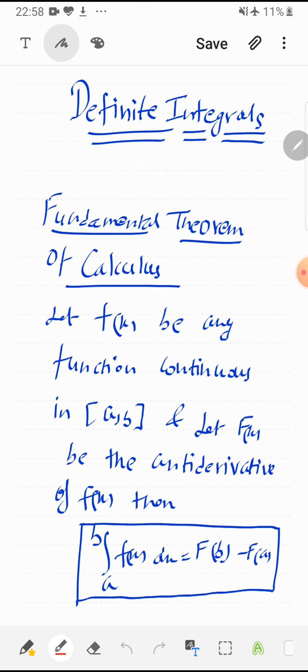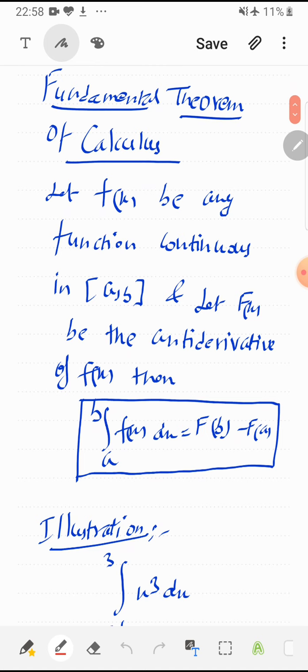Now this theorem states that let f of x be any function continuous in closed interval a comma b and capital F of x be the antiderivative or integral of small f of x, then integral with limit a to b f of x dx will be capital F of b minus capital F of a. That means it is upper limit minus lower limit.